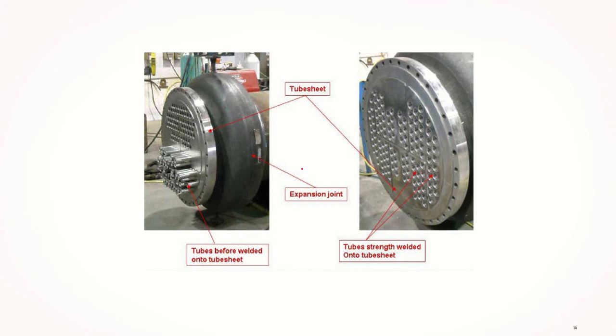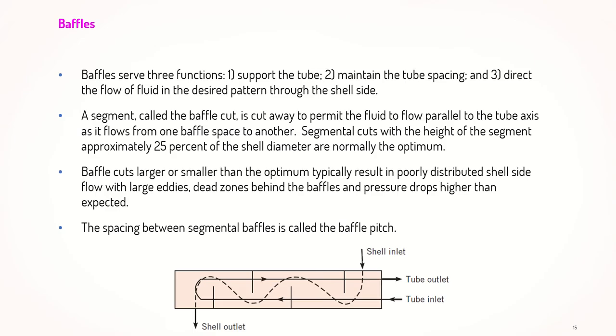So we also have baffles. So this is baffles. So baffles serve three functions. The first one is to support the tube, and the second one is to maintain the tube spacing.